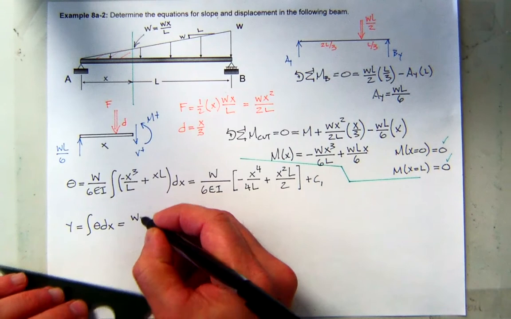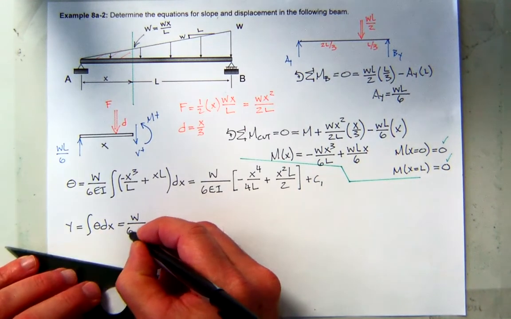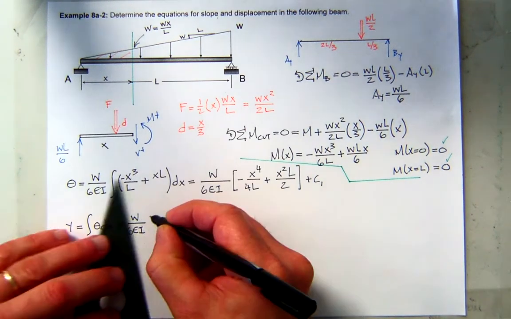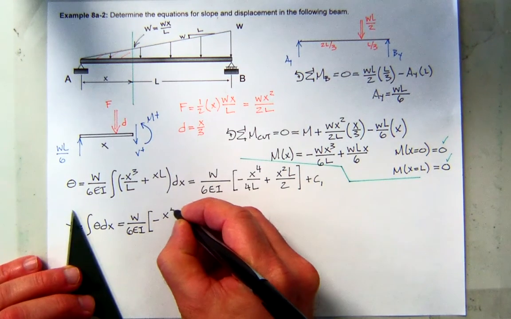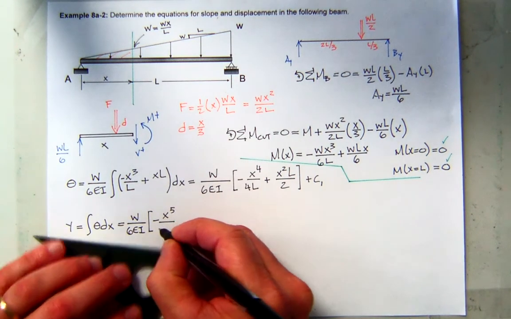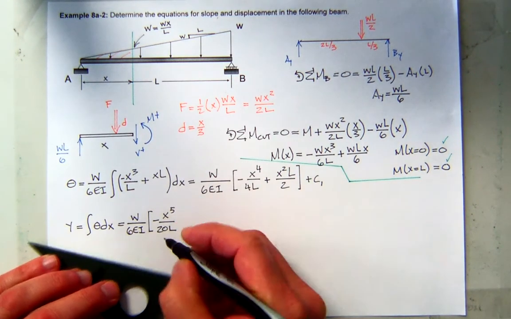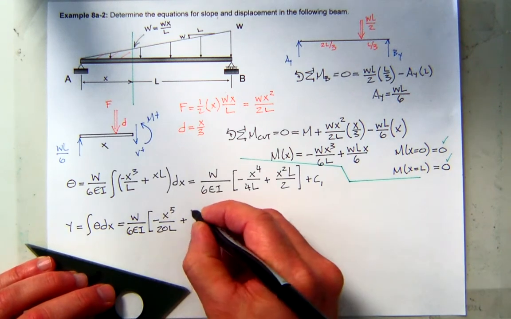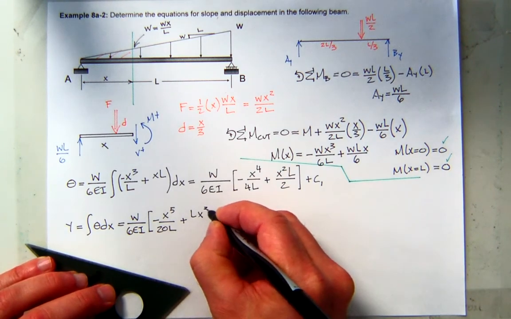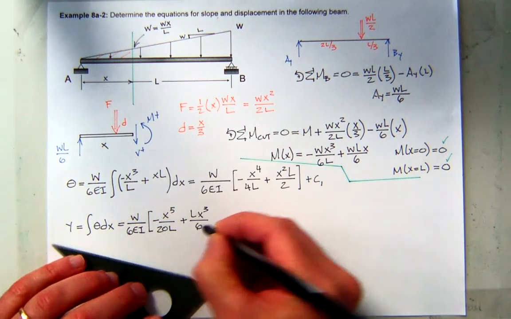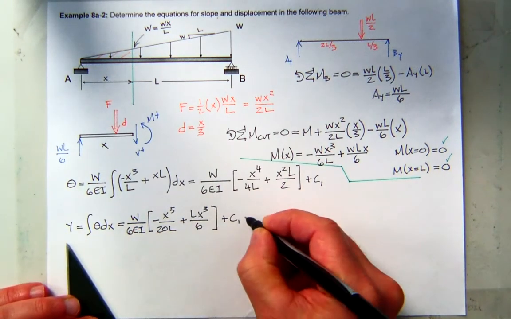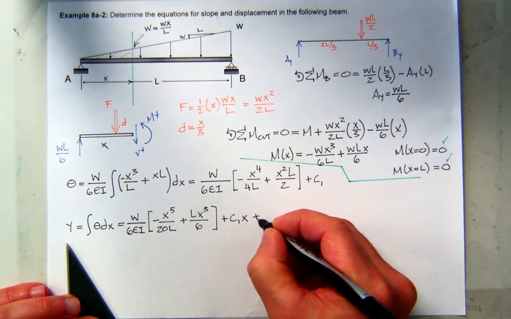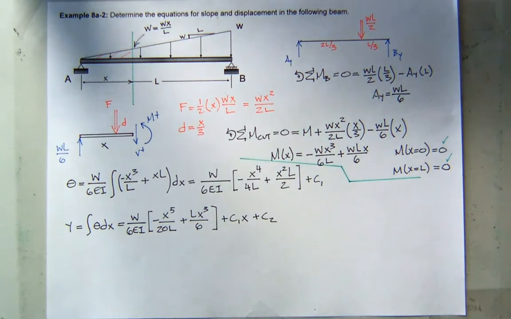So again, I'll get my W over 6EI as a constant to these terms. So I got x to the 5th over 20L plus LX cubed over 6 plus C1 integrated is C1x, and then I get an integration constant C2.